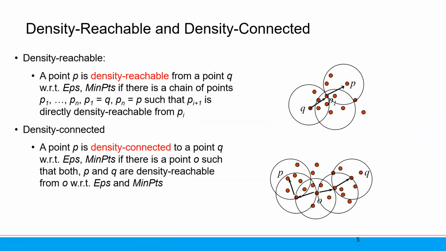So there is another concept, we call it density connected. In the previous one, we said density reachable. Point P is density reachable from a point Q with regard to, WRT, which means with regard to EPS. You know the EPS is the distance, and then the minimum points, if there is a chain of points.